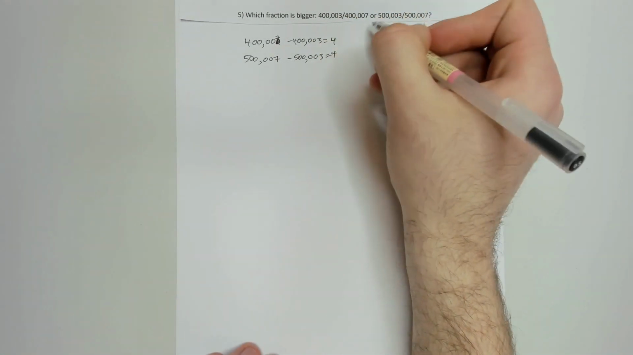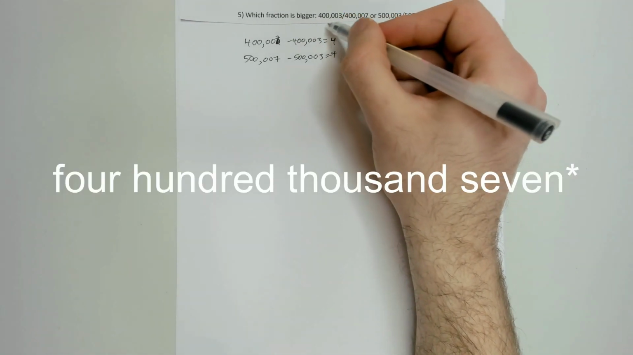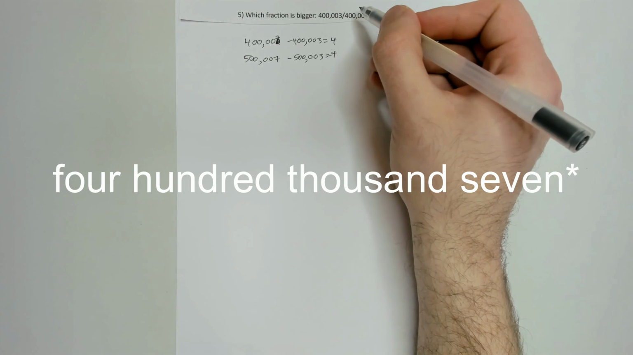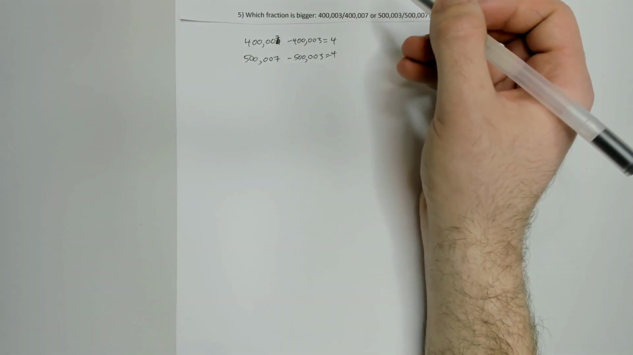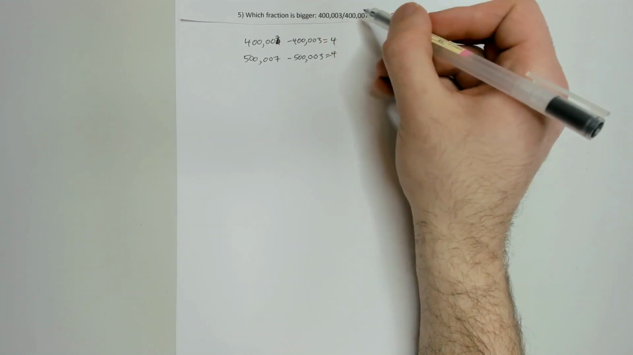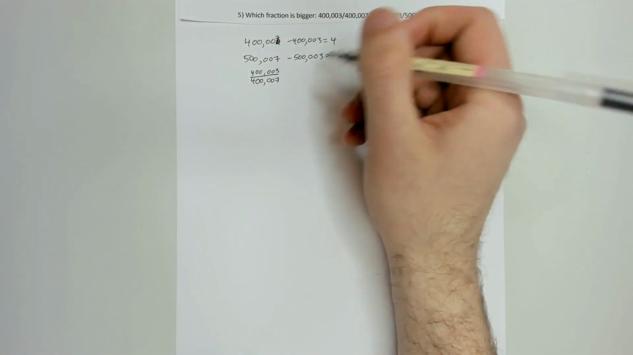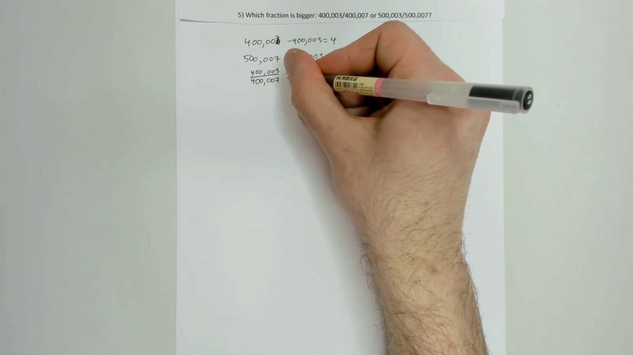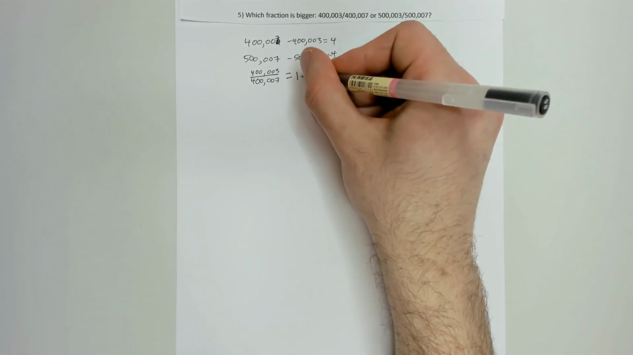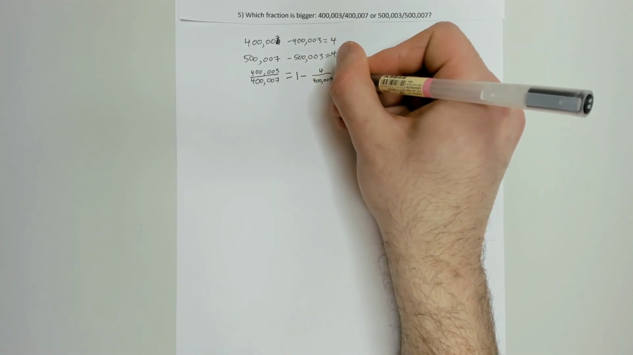So these are kind of similar in the sense that over here, we are just 4 away from having 400,007 over 400,007. But that's just 1, right? So we are 4 of this numerator away from getting 1. How could we maybe use that? Well, couldn't we then write 400,003 over 400,007 as being equal to 1 minus 4 over 400,007, right?